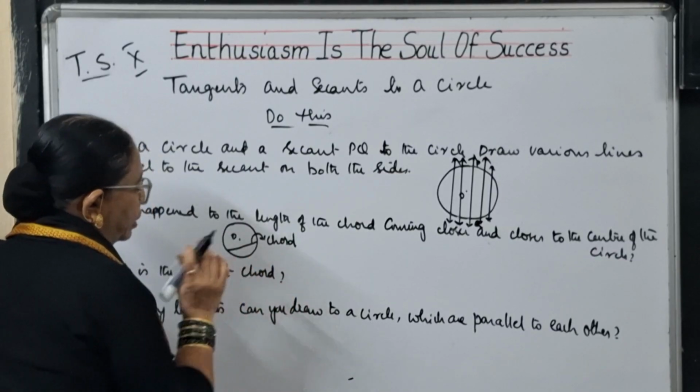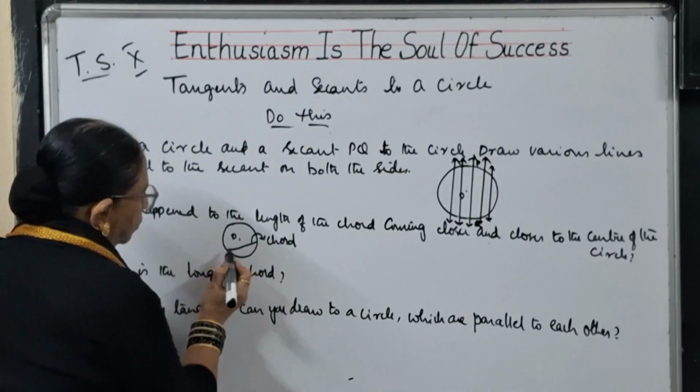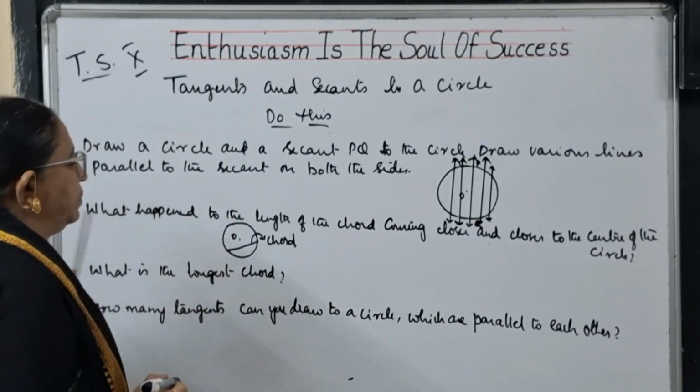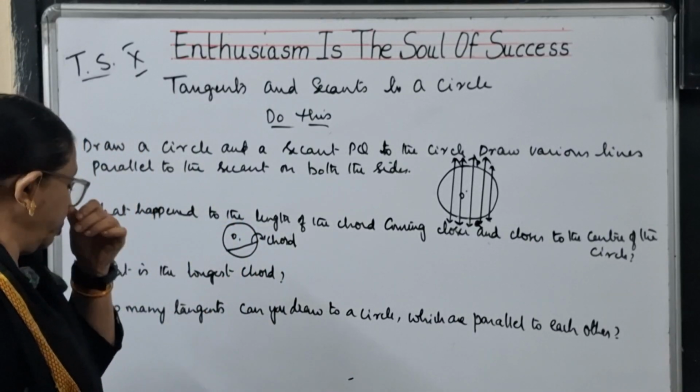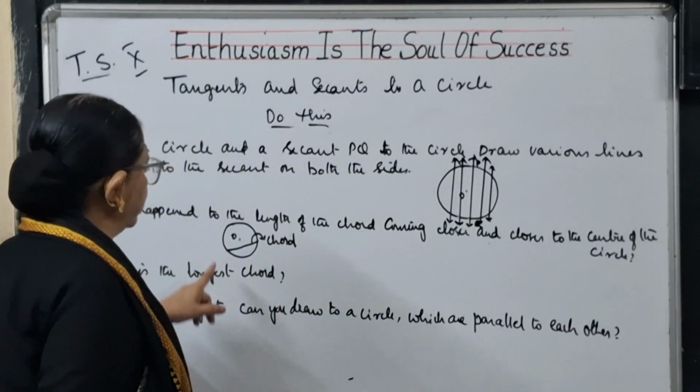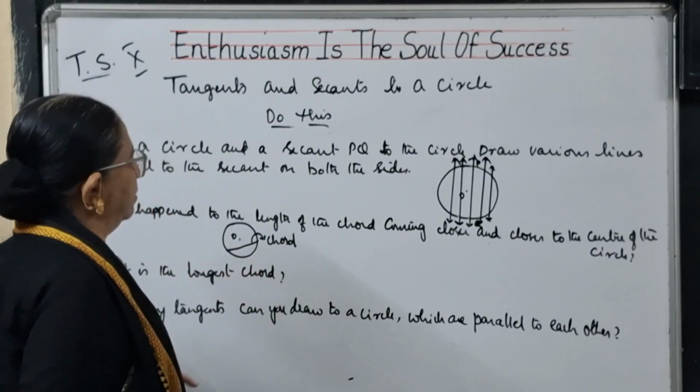It is only a line segment which is drawn by joining any 2 points of a circle. That is a chord. Already you have studied in previous class. Just as a recollection, I am explaining you. So this is called as a chord.